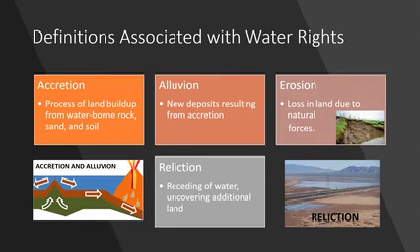Definitions associated with water rights. You have accretion and alluvion. Accretion is the process of land buildup from waterborne rock, sand, and soil. Alluvion is what happens. That's the new deposits resulting from accretion. Erosion and reliction. Erosion is a loss of land due to natural forces, and reliction is the receding of water, uncovering additional land.